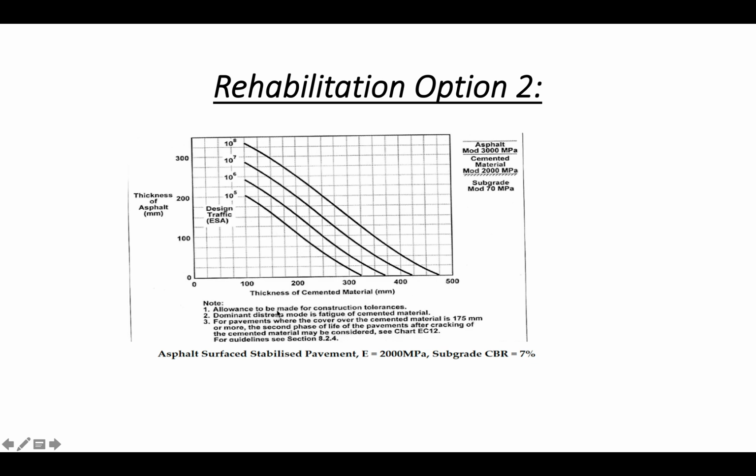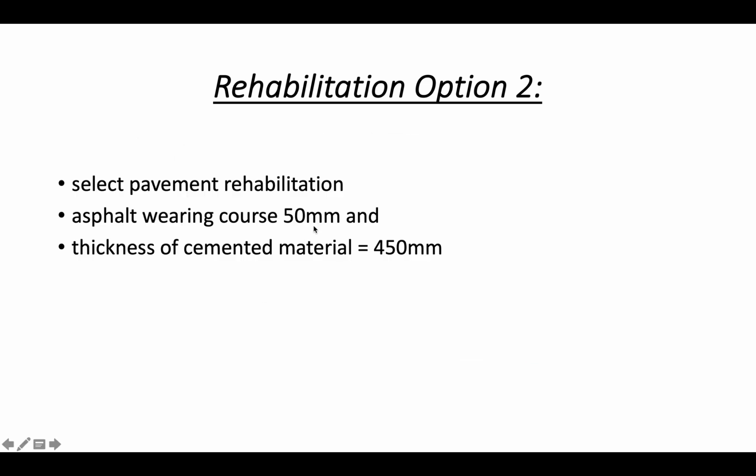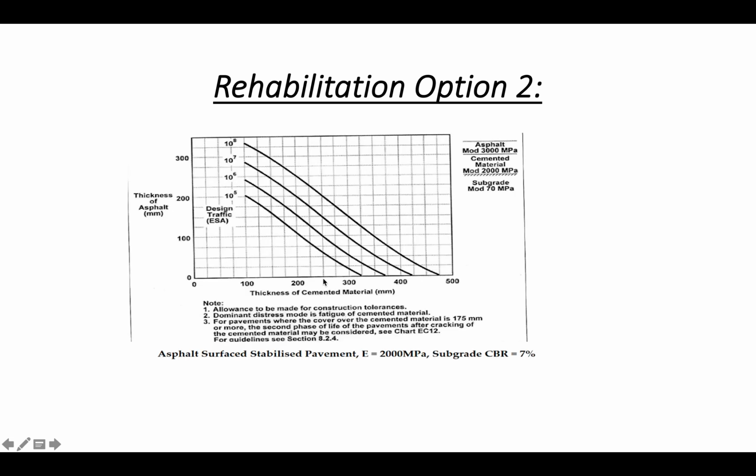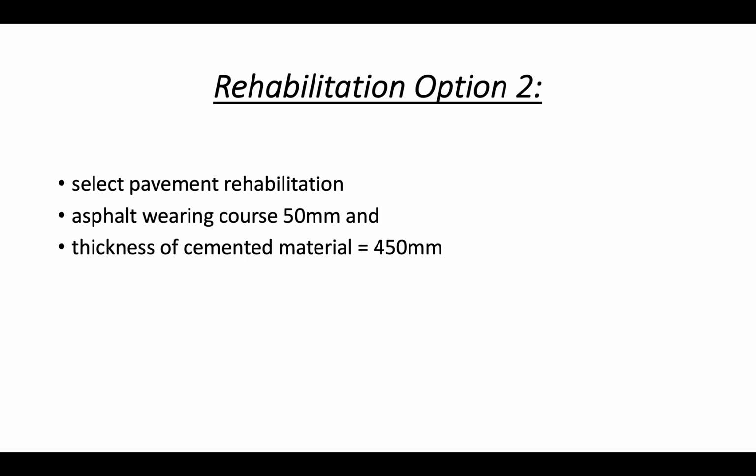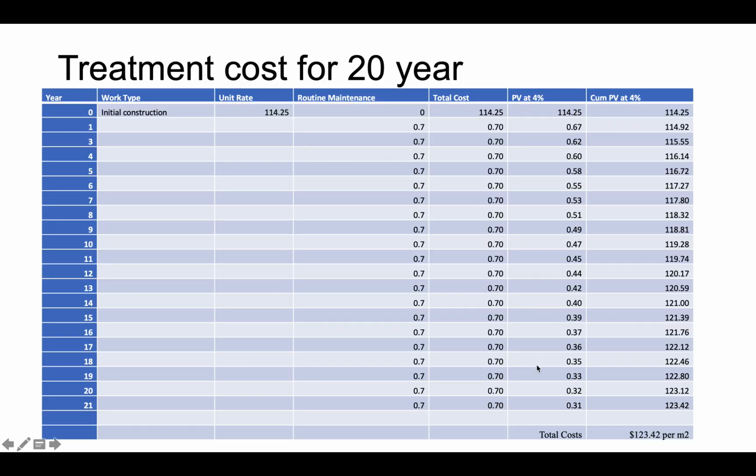Option 2 is using a cemented material, a bound material with an asphalt. It's been proposed 50 mil of wearing course and a thickness of 450 mil. So if we go to 450 here and 50 mil here, the point is here, which is way more than the minimum requirement of 10 to the power 6, this curve. So this option actually satisfies and it can take higher traffic than what has been proposed.